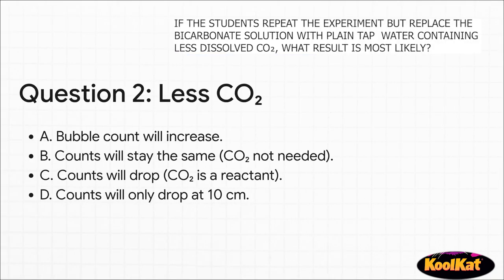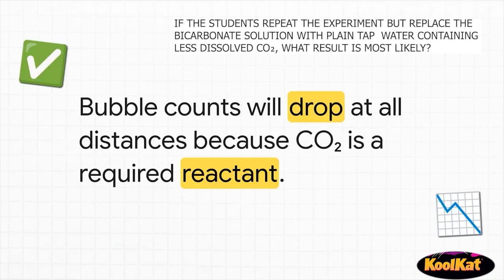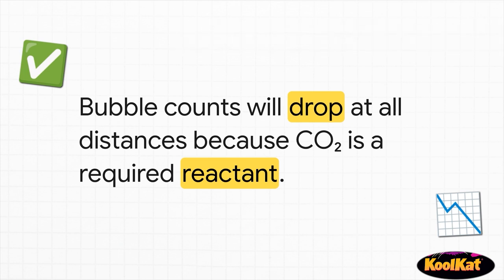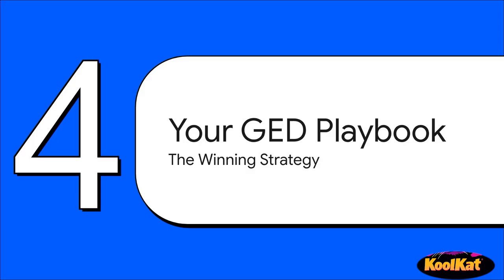If the plant has less CO2 to work with, it just can't perform as much photosynthesis, and that means fewer oxygen bubbles. And this isn't just going to happen at one distance. It's going to limit the whole reaction no matter how close or far the light is. Okay, let's put this all together. What we just did wasn't just about solving two little problems. We've actually built a playbook, a powerful set of strategies that you can use on pretty much any experiment-based question that the GED Science test throws at you.